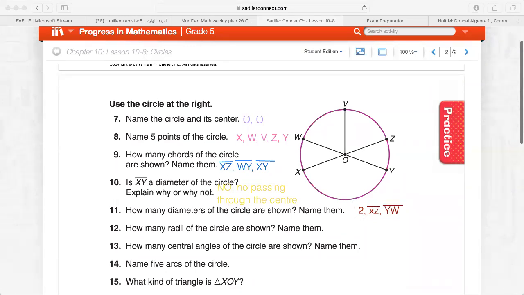The circle. Okay. 12. How many radii of the circle are shown? Who will answer?